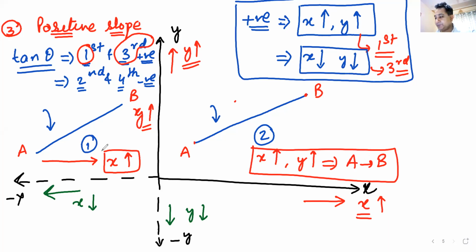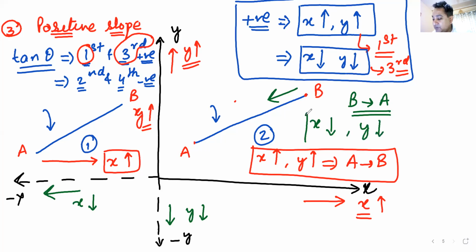Just one more thing. What happens when I'm going from B to A? When I'm going from B to A, what is happening? Can anyone tell me? Santosh, give me the entire statement. Yes, X is decreasing. At the same time, Y is decreasing.